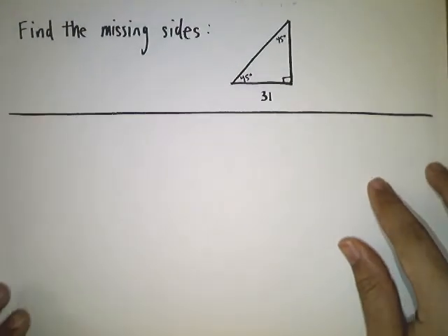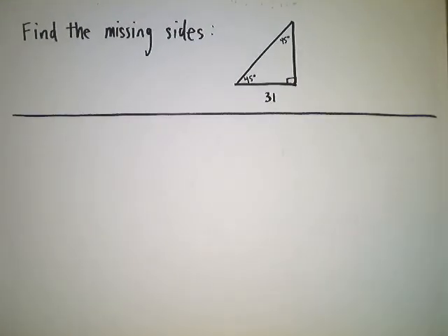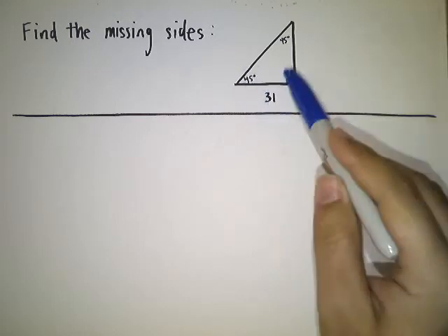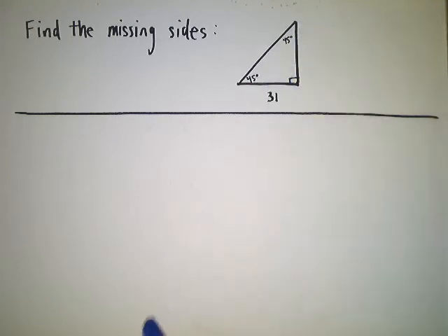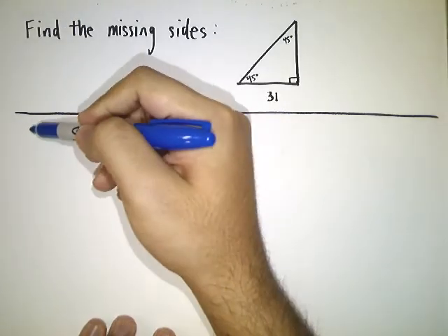Okay, let's try one again. So first of all, let's check what we've been given. We want to find the missing sides of this triangle. We know we have three angles given to us, 45, 45, and 90, and we have one side given to us, 31. So let's start by thinking, which kind of special triangle do I have here, if I have one at all? And in fact, we know that it's a 45, 45, 90 right triangle. So let's draw the model triangle.